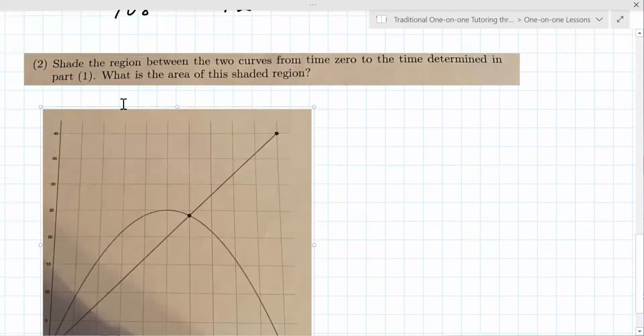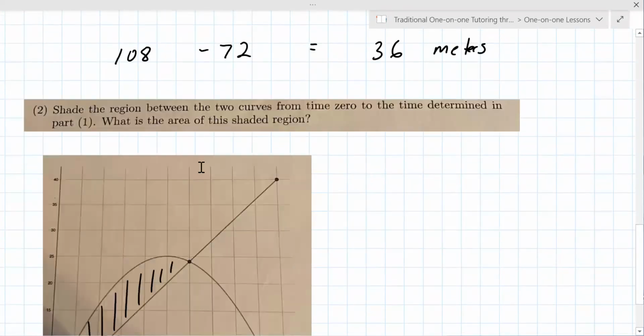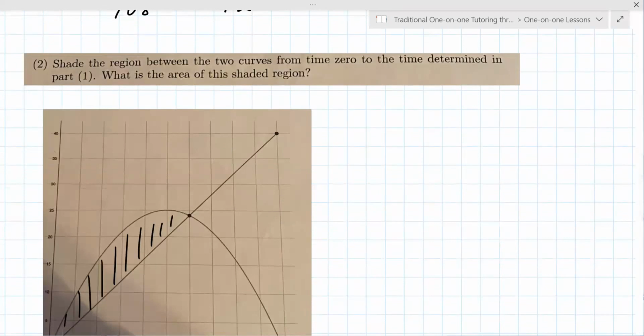Yeah, thanks for catching that, because that would be a problem. Shade the region between the two curves, determined in part one, and so what we did is actually part two here. Everything above, all of this work up here, is part two. Oh, okay.